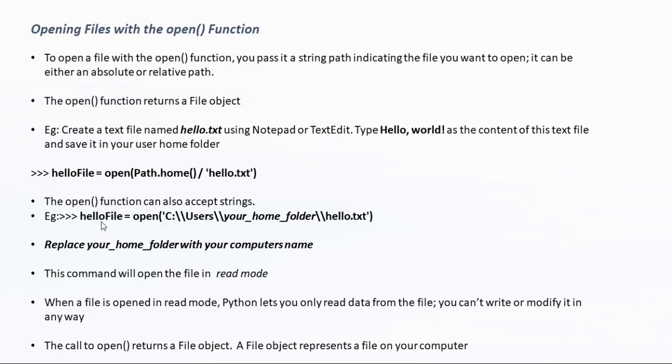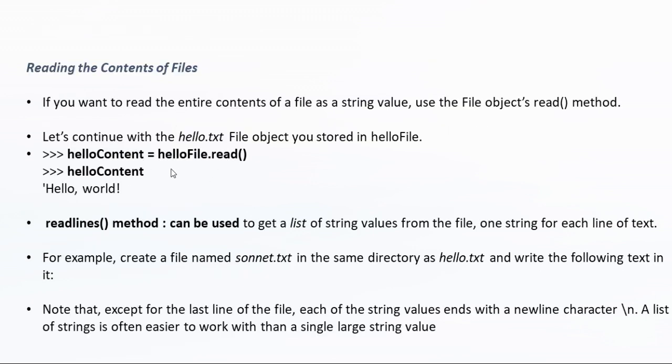So I have already opened the file and put it into hello file. Now under hello file, you call the function read. What this function will do is read all the contents of the file and put it into this variable called hello content. So when you display that, you can see the file actually contains just hello world, and that is displayed.